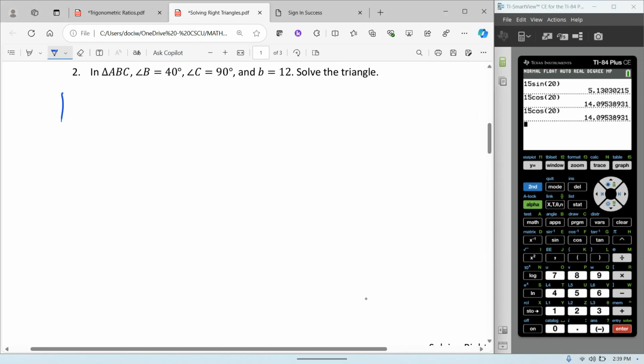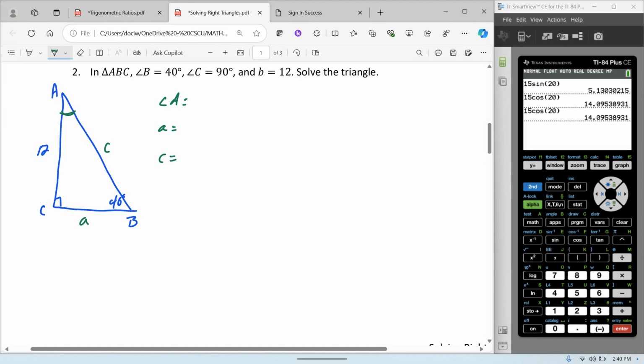we have triangle ABC again, where C is the right angle. So we've got A, B, C. We're told that angle B is 40 degrees, angle C is 90 degrees, and B is 12. So we want to solve for side A, side C, and angle A.